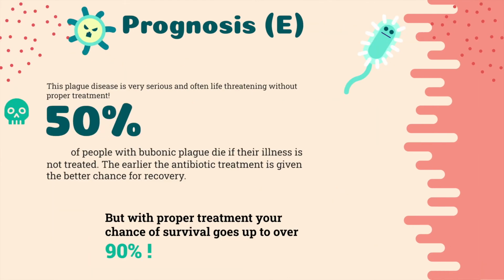The prognosis of this disease is that 50% of people with the bubonic plague will die if their illness is not treated. The earlier the antibiotic treatment is given, the better chance for recovery. But with proper treatment and antibiotics, your chance of survival goes up to over 90%. But this plague disease is very serious and is often life-threatening without proper treatment, so make sure you get proper treatment.